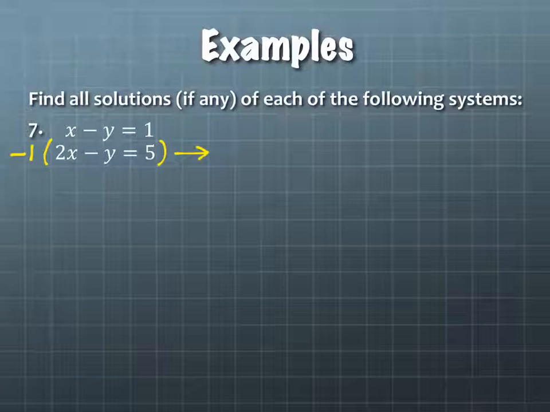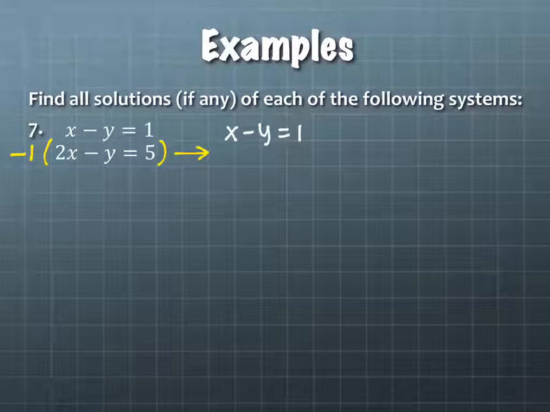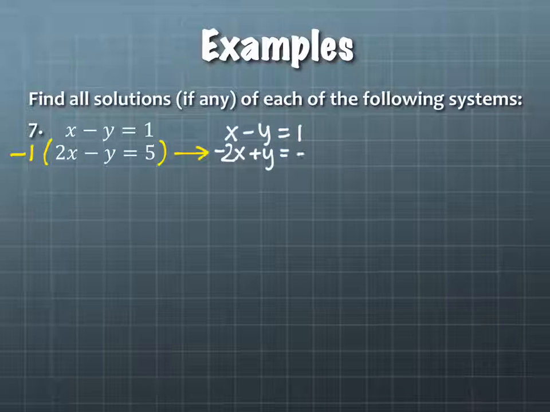The first equation will stay the same. So x minus y equals 1. And the second equation will switch signs. So negative 2x plus y equals negative 5.